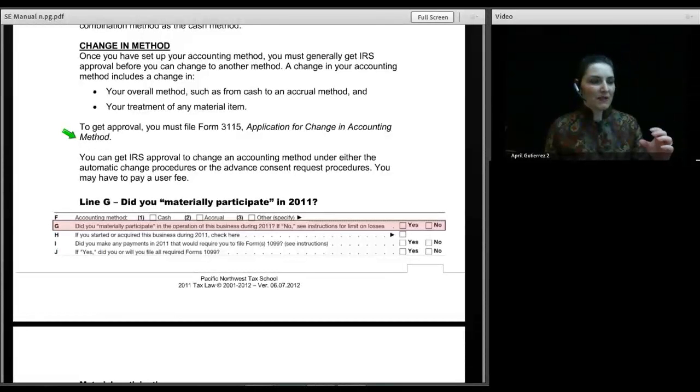So if under the cash method, you realize a $10,000 profit in a year, and you file under that method, but if under the accrual method, you would have realized an $11,000 profit, so the next year you switch to accrual, and that $1,000 that would have been in the back year has disappeared because you're going accrual in this year, you're going to have to account for that on the change of accounting method form.